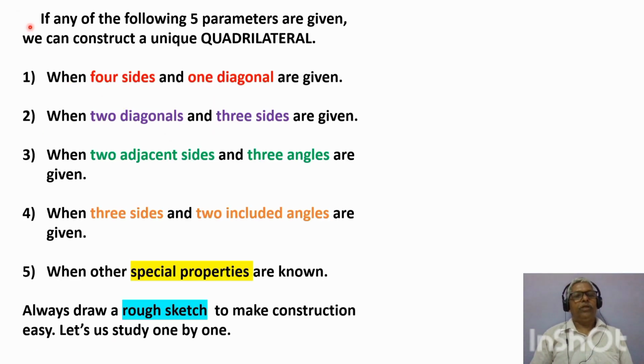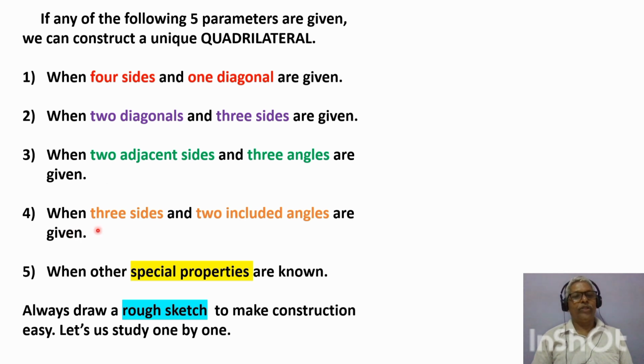Go to this comment. If any of the following five parameters are given, we can construct a unique quadrilateral. First one, when four sides and one diagonal are given. You have seen this. Second, two diagonals and three sides are given. Third one, two adjacent sides and three angles are given, not any sides, so adjacent sides, and three angles are given.